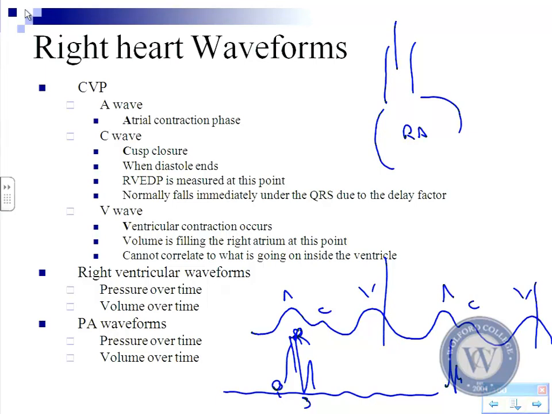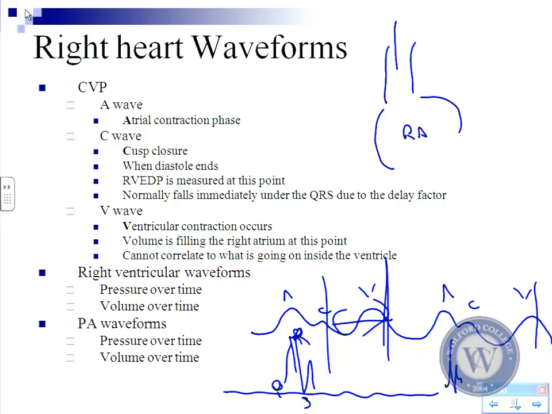Everything that happens between the C wave and the V wave, in other words from here to here, is occurring with the tricuspid valve normally closed. So at that point, when you're looking at this measurement, it tells you nothing about what's going on inside the ventricle. Nothing. You don't know what's going on because there's no way of looking in the ventricle. The valve is closed to you.